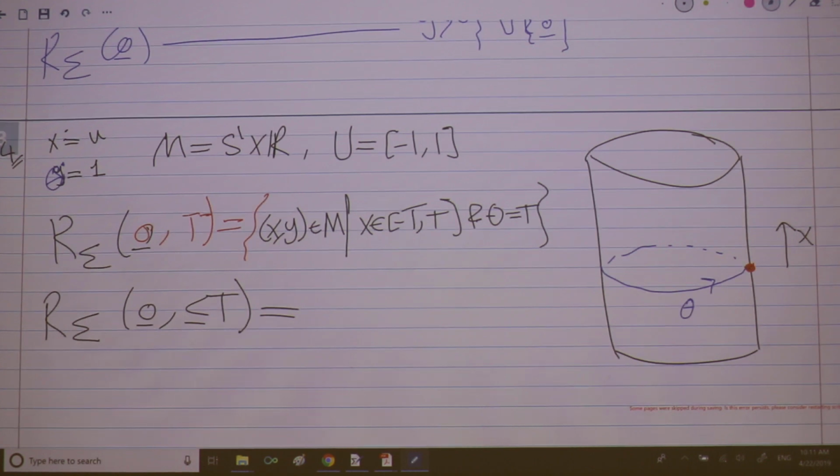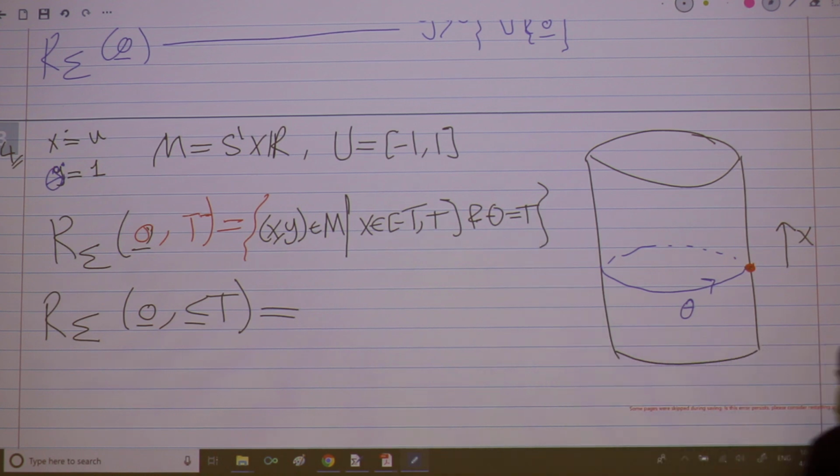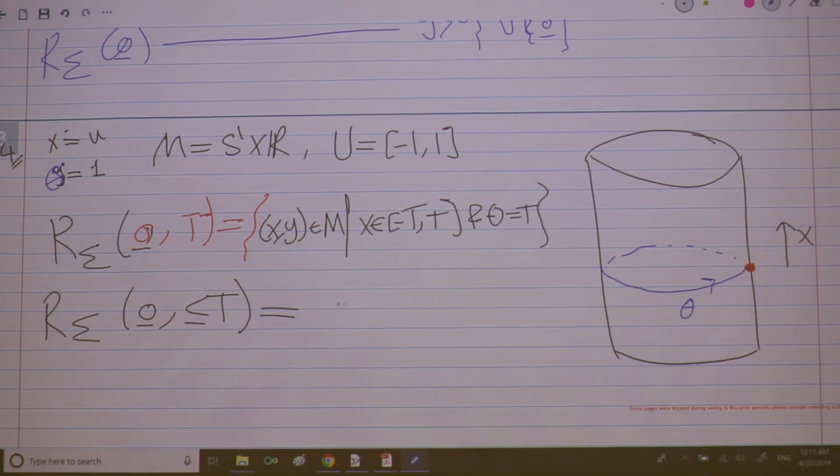So for here, if you have lesser t, well, all the points are included here for x, and for theta, you will keep adding them, so it will be between 0 open to t, right? It's like that, similar to example 3.